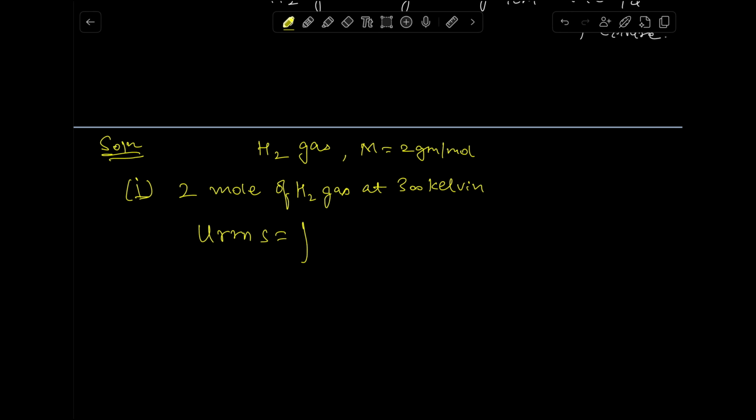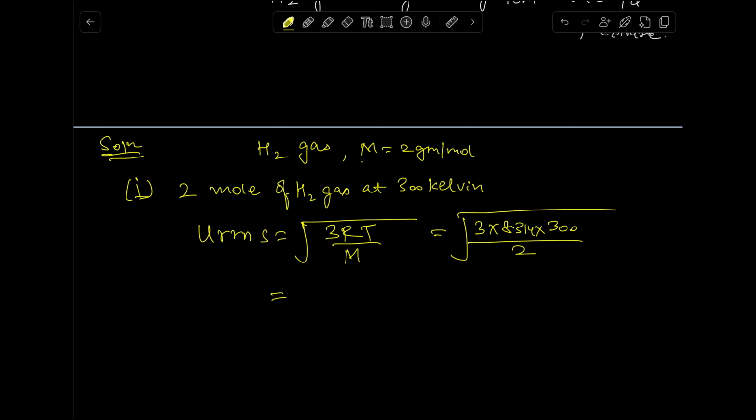You know that uRMS is under root of 3RT divided by capital M. 3R, that is 8.314 multiplied by 300 divided by 2. We have taken the SI units here. So similarly for molar mass, we can write 2 gram per mole as 2 into 10 raised to power minus 3 kg per mole, right? So on solving further, we'll get uRMS in meter per second. Now we'll talk about the second problem here.